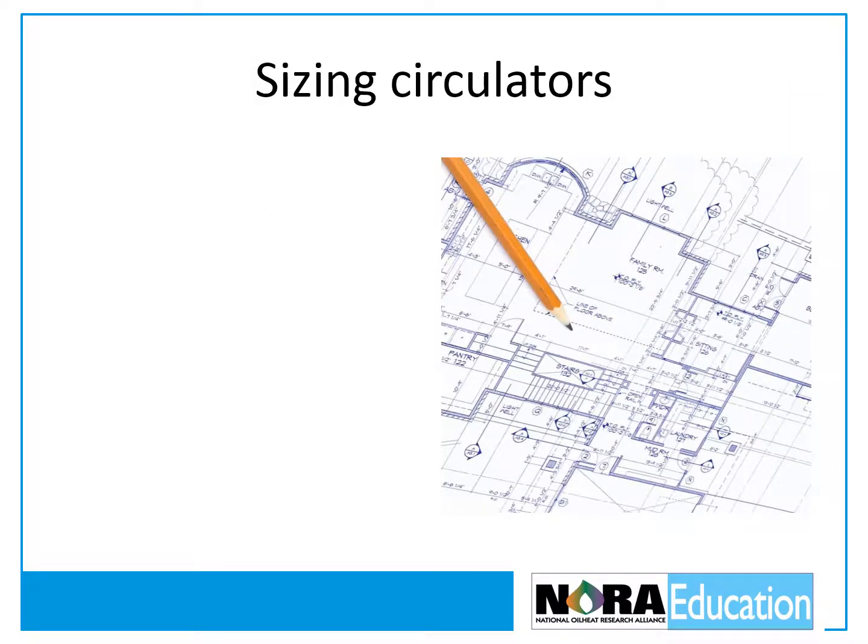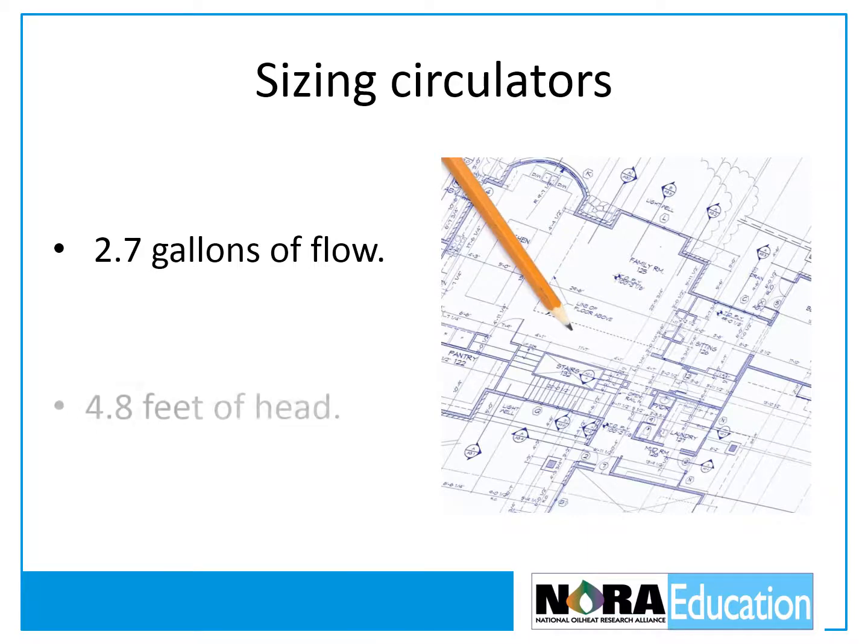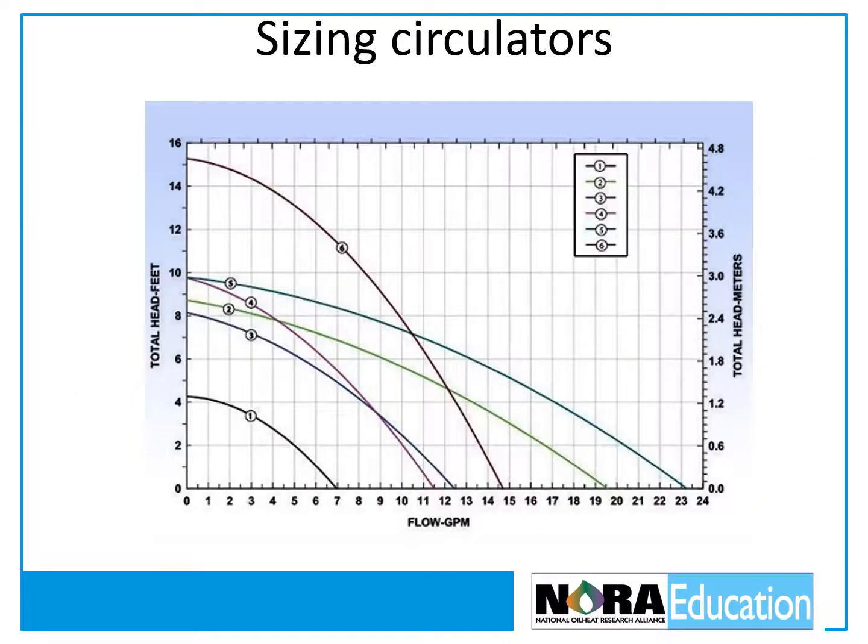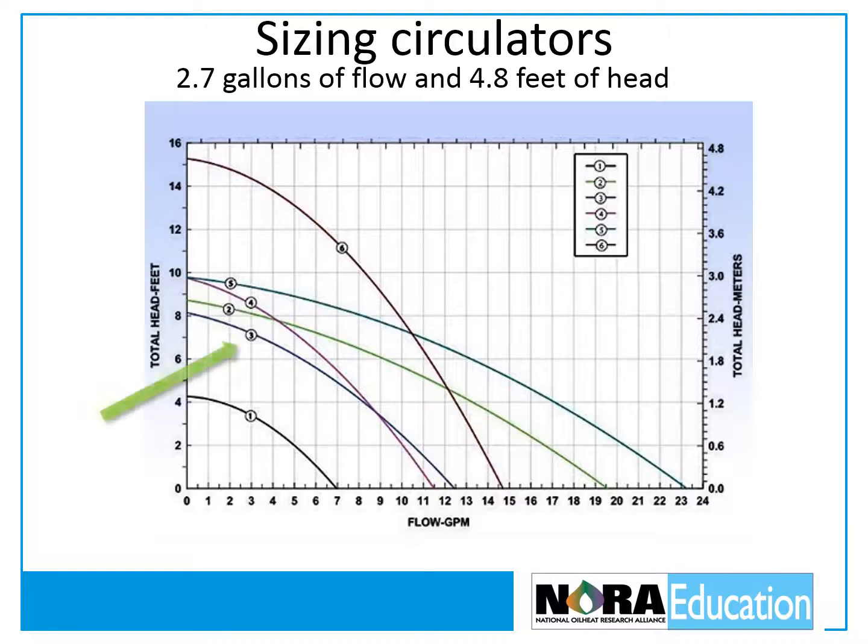So now we know we need a circulator that can provide 2.7 gallons per minute of flow and overcome 4.8 feet of head. Now we go to our sizing circulator chart. So remember, we need 2.7 gallons of flow and we need to overcome 4.8 feet of head. So plotting this on the chart, you will see that circulator number 3 falls within this range. Therefore, in this application, the ideal circulator is circulator number 3.